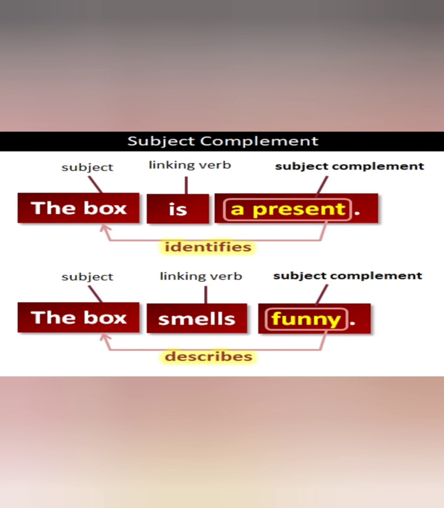Next one. The box smells funny. Smells is the linking verb. What smells? The box. The box smells how? It smells funny. So, funny becomes the subject complement which describes the box.